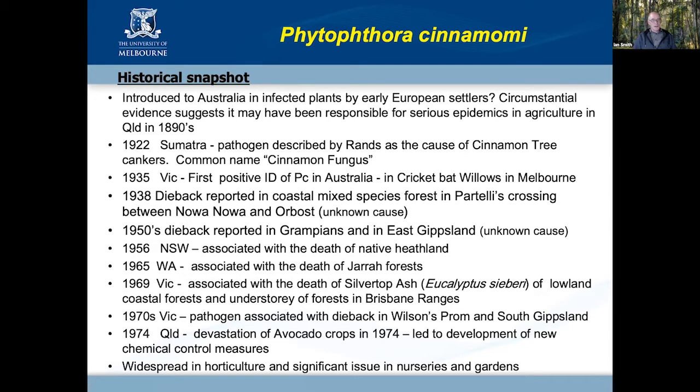In 1974, in Queensland, there was a devastation of avocado crops, which led to the development of new chemical control measures, which I'll talk about as well. It's widespread in horticulture and a significant issue in nurseries and gardens in particular.